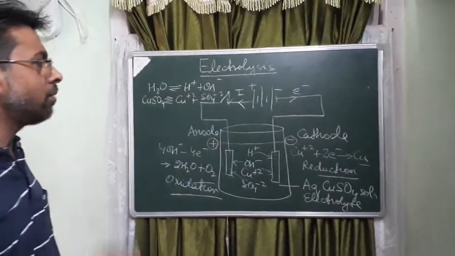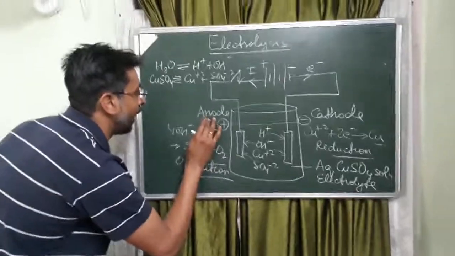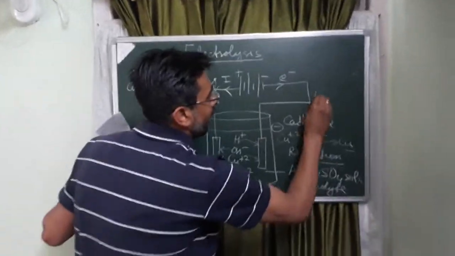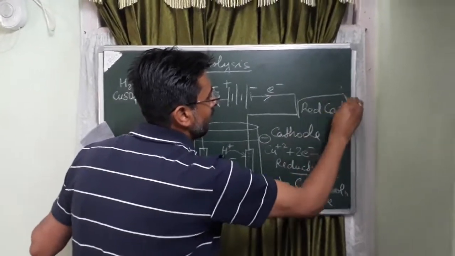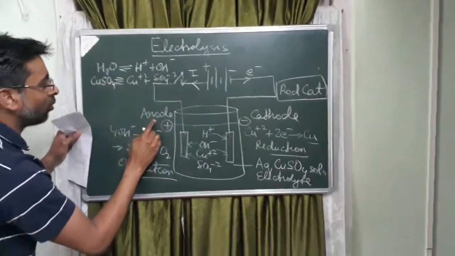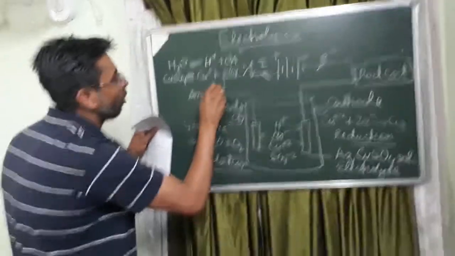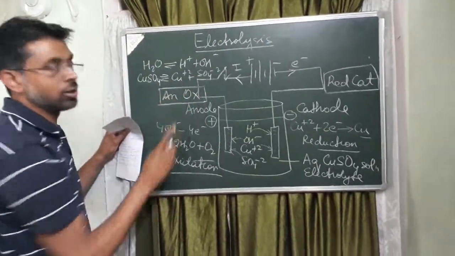There is a shortcut method to remember what is happening at the cathode and what is happening at the anode. At the cathode, remember this way: Red Cat. Cathode reduction. At the anode there is oxidation. So we can write An Ox. Anode oxidation.